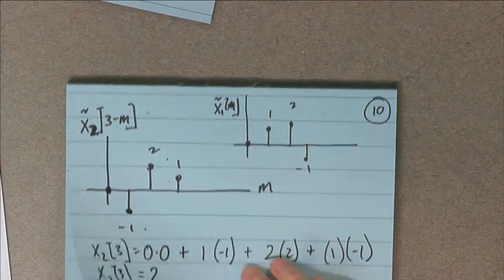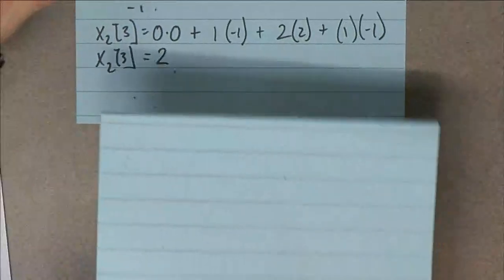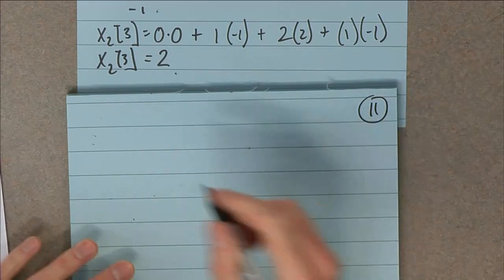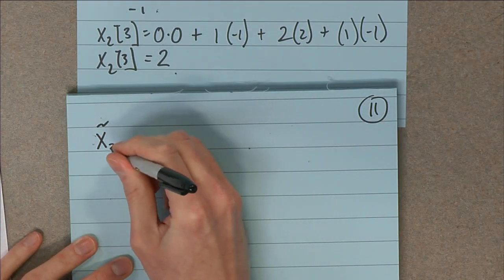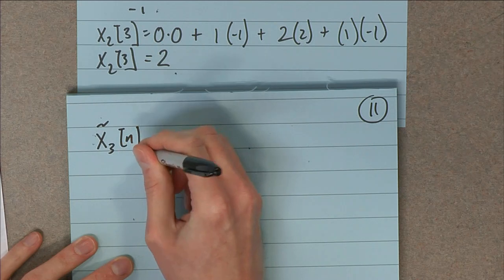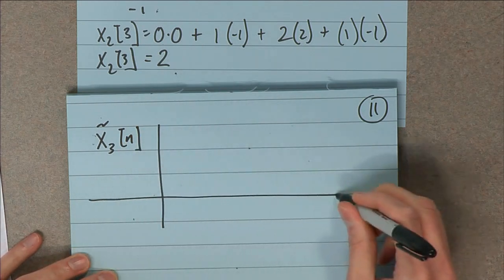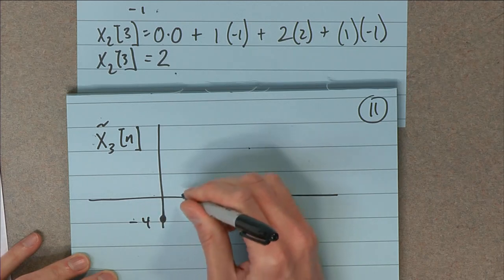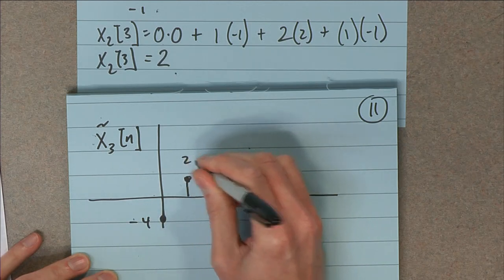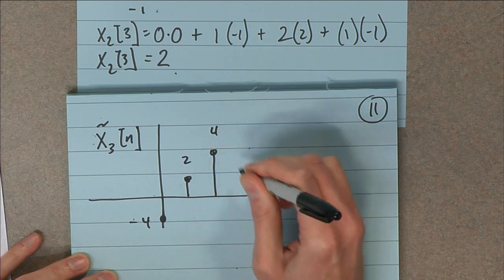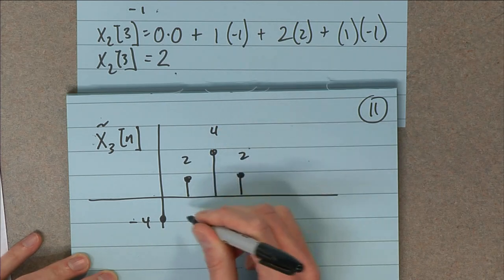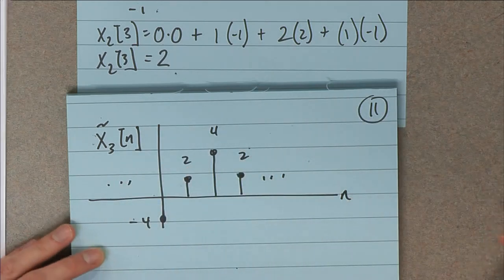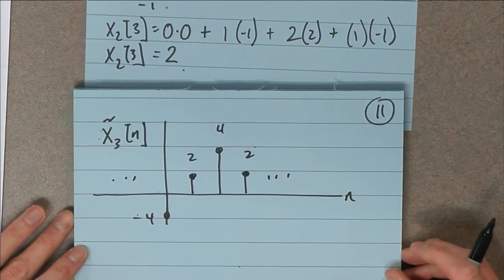So let me see if I can get all this on one page. Our final output of this convolution, x tilde 3 of n, is what? I think we ended up with minus 4 was the first one, 2, 4, 2, and then dot, dot, dot because everything is periodic. So that was the output of the convolution.